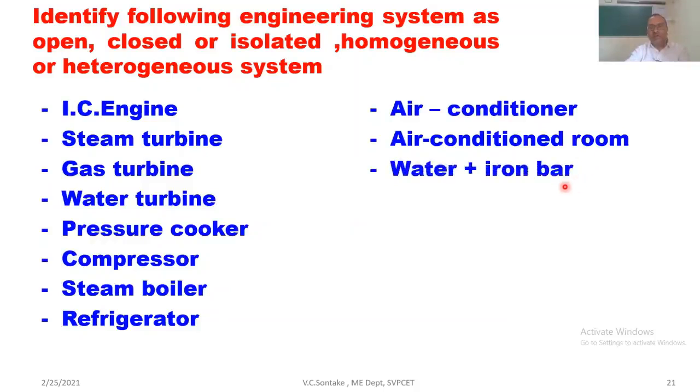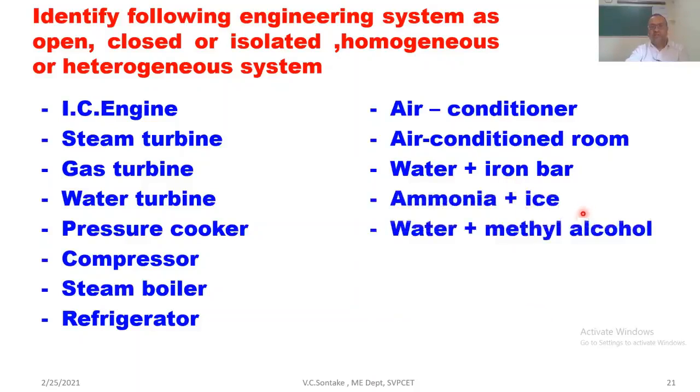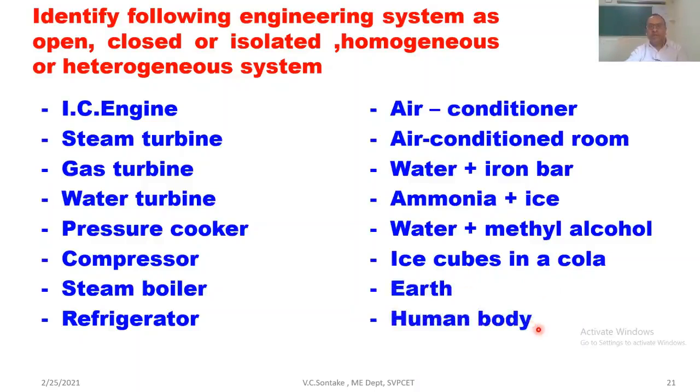Water plus iron bar, heterogeneous system. Liquid plus solid phase. Ammonia plus ice, heterogeneous system. Gaseous plus solid phase. Water plus methyl alcohol, heterogeneous system. Ice cubes in a cola, initially when it is served to you, heterogeneous system. After the ice gets melted, it will be a homogeneous system. Earth, closed system, and human body, open system, because mass transfer and energy transfer take place across the human body.